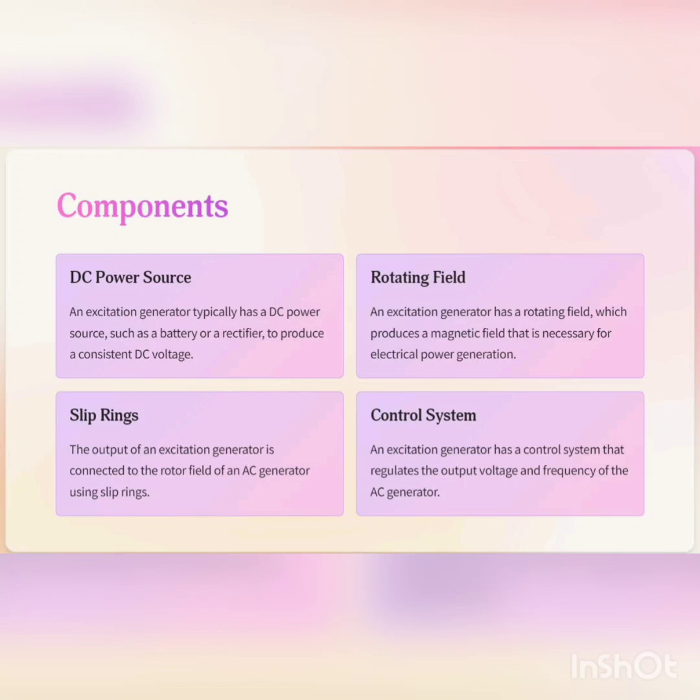And the third is slip rings. The output of an excitation generator is connected to the rotor field of an AC generator using slip rings. And the fourth is the control system. An excitation generator has a control system that regulates the output voltage and frequency of the AC generator. Next, I pass to my team members to continue.